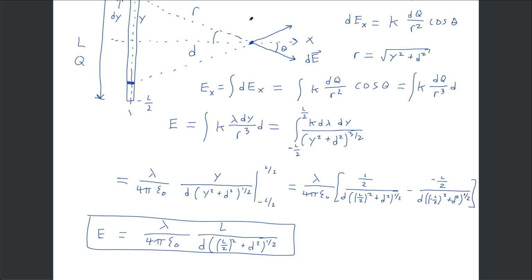If we looked at different points above and below the x-axis, then we wouldn't have the symmetry to be able to say that the electric field points straight to the right. It would point at an angle, and in fact we'll look at a little simulation of what you'll get.